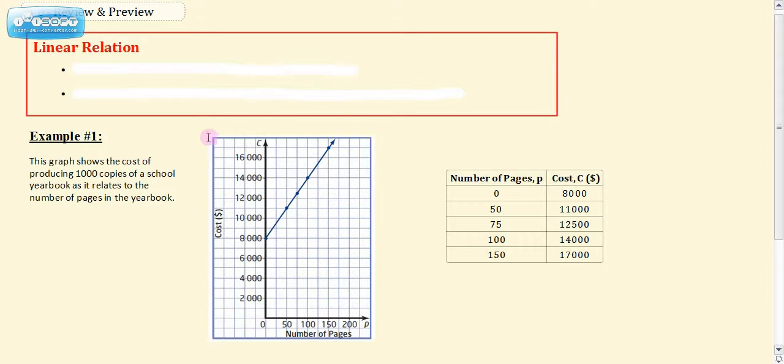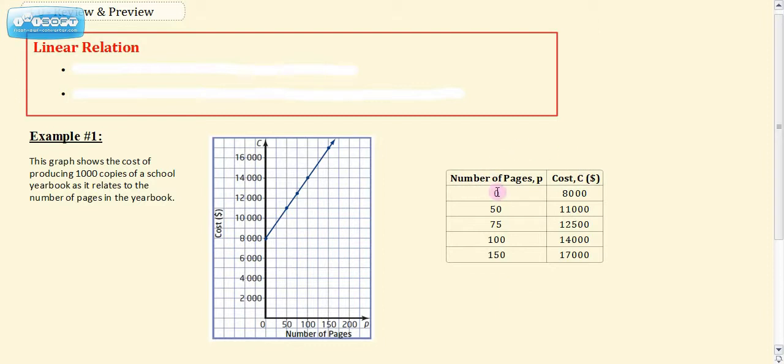This graph shows the cost of producing 1,000 copies of a school yearbook as it relates to the number of pages in the yearbook. This is my y-axis, and that represents my cost for the yearbook in dollars. My x-axis, which is my horizontal here, represents the number of pages. The line shown in dark blue represents the relationship of the cost of the yearbook as determined by the number of pages. I've also represented this graph in a table of values.